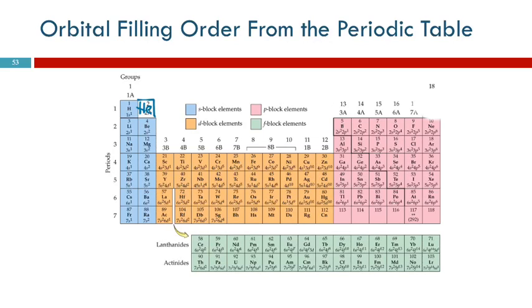Okay, so how do you use this? Well, you pretend that you're just counting across. The periods here correspond to the floors in the hotel or the principal shells. So 1, 2, 3, 4, etc. So hydrogen has 1 electron. It's in the 1s orbital. So 1s1. There's its little electron configuration.